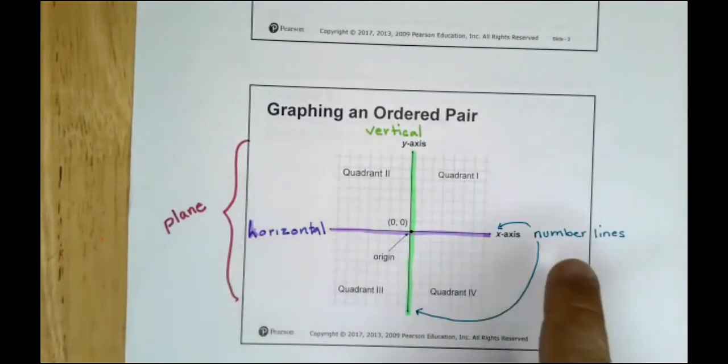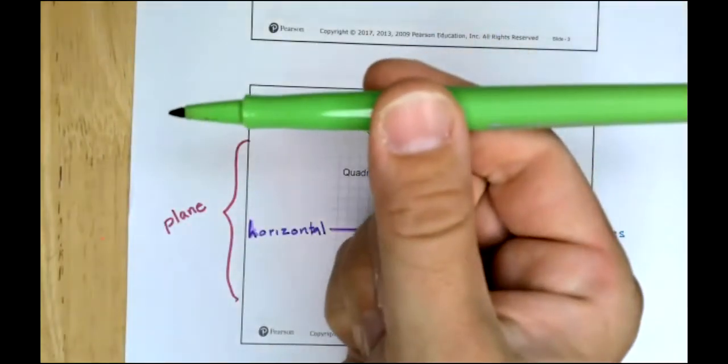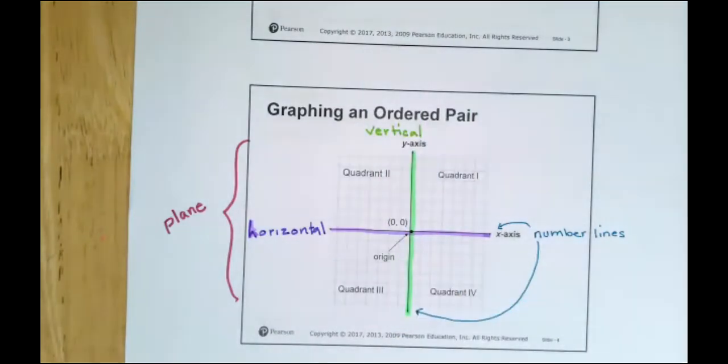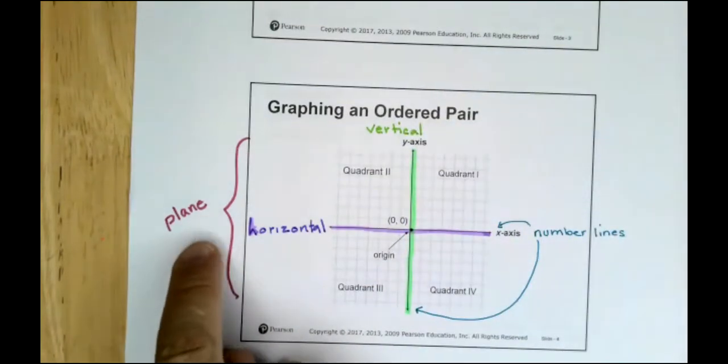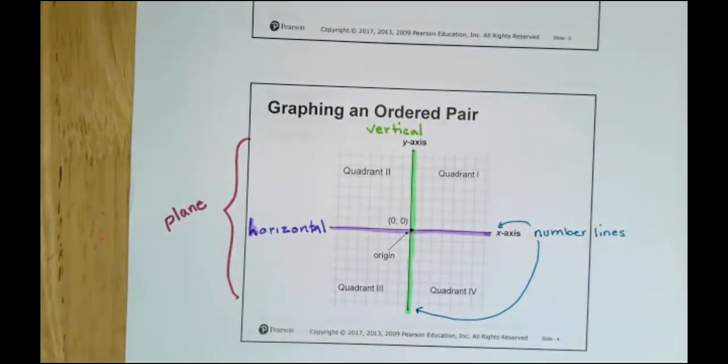These are just two number lines. One is going this way, the other is going this way. And we use those two number lines to explain a place on the plane or on the coordinate system.